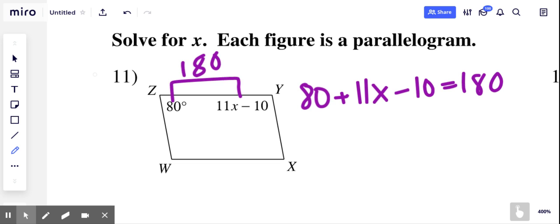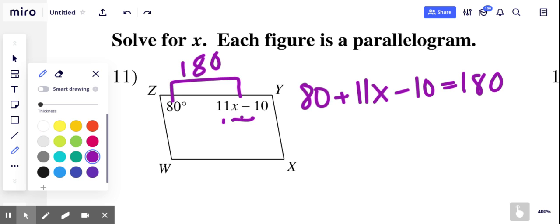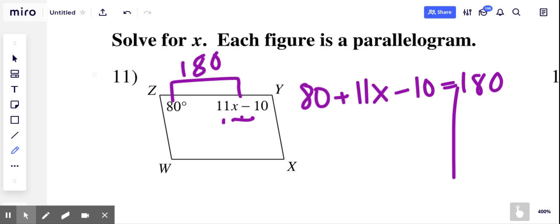Another way you could have done it, some of you may be thinking, is that if z is 80, then y is going to be 100. So you could just set 11x minus 10 to 100 if you wanted to. That would also work. So you would take this and then solve for x, for something like that.